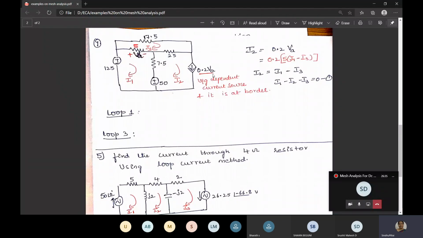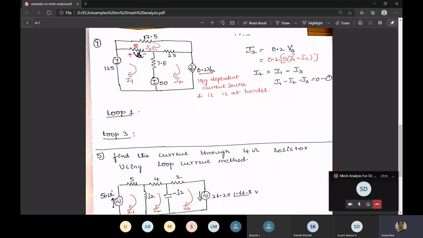How much is VA? It is depending upon the voltage across this 5 ohm resistor. What is the voltage across this 5 ohm resistor? The voltage is current into resistance, that you have to remember. How much is the current? In this resistor we have 2 currents, I1 and I3. The one which is entering with positive sign, take it first. So it is I1 minus I3 into 5. Current into resistor will give me the voltage here.